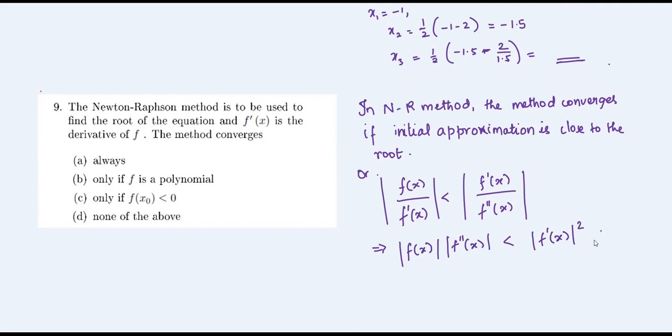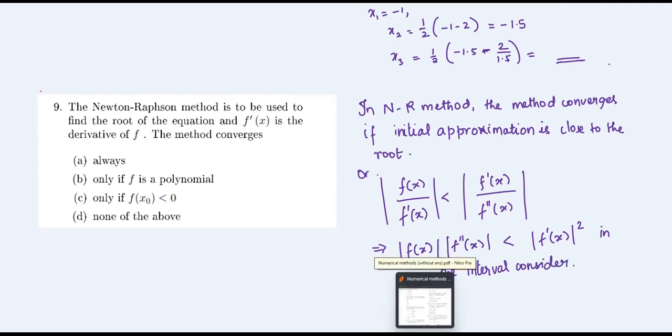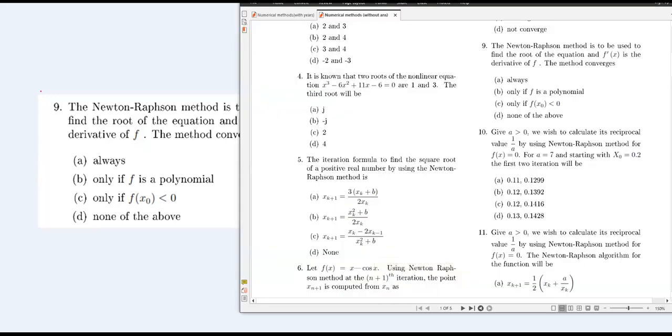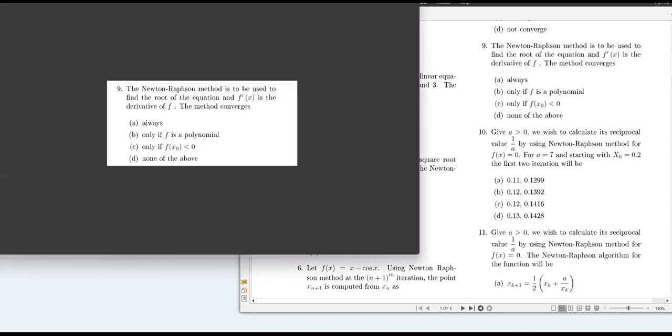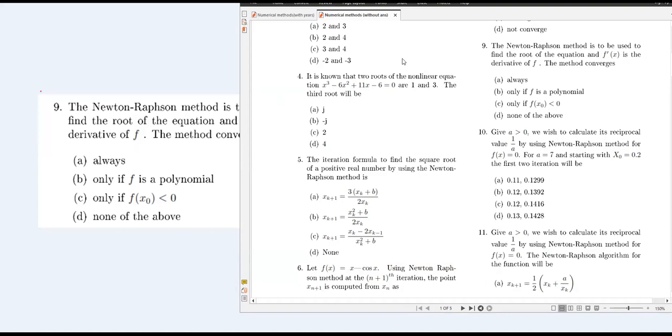Okay. So this is an important part of Newton-Raphson's method. If it is very far away, it will not converge. It will diverge. You will have to choose a value close. And it so much depends on the initial approximation that we choose. Look at the next one now.